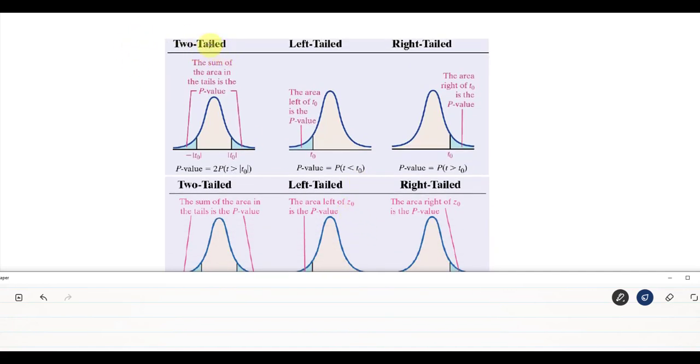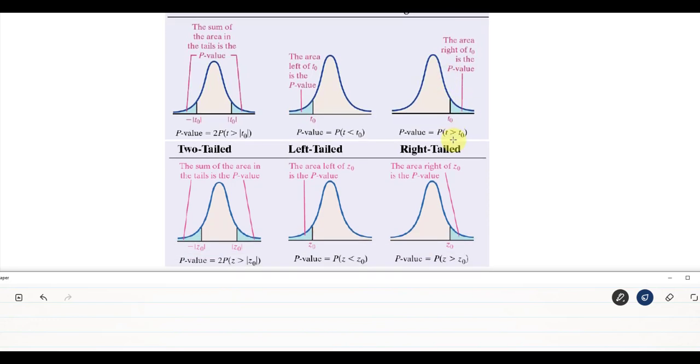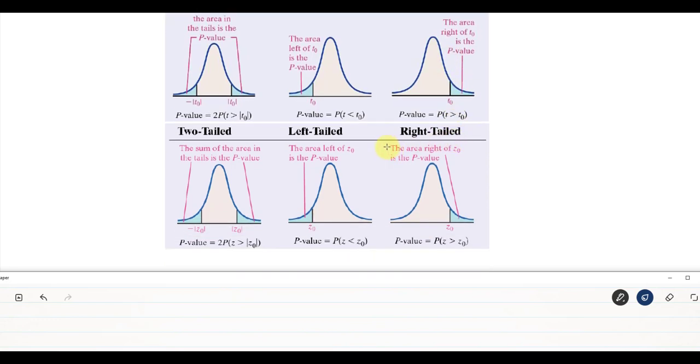Now for the two-tail test, because the graph is symmetric, all you have to do is find the area of one tail and then multiply that by 2. The p-value is just the sum of the areas in the tails. Again, it's similar to the proportion case. For the left tail, it is just the area of the left tail, and the right tail is just the area of the right tail. Now for the critical value method, we will consider that in the next example.